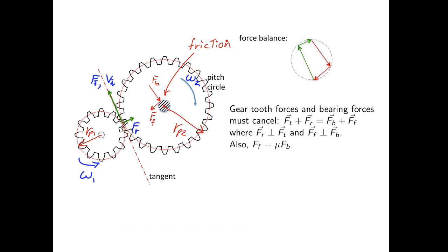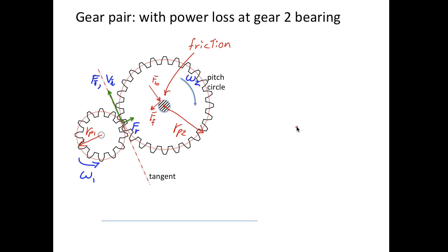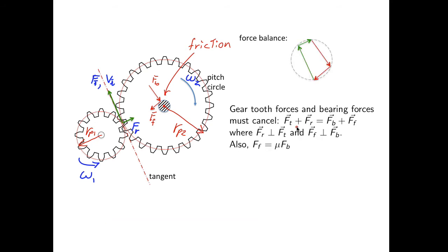So the first thing I want to be able to do is write some force balances. In this case, one convenient way to do that: I said earlier that the tangential and radial force have to be balanced by forces at the bearing. Now, the tangential and radial forces, I've split them into two orthogonal components, so they're going to be perpendicular to each other.